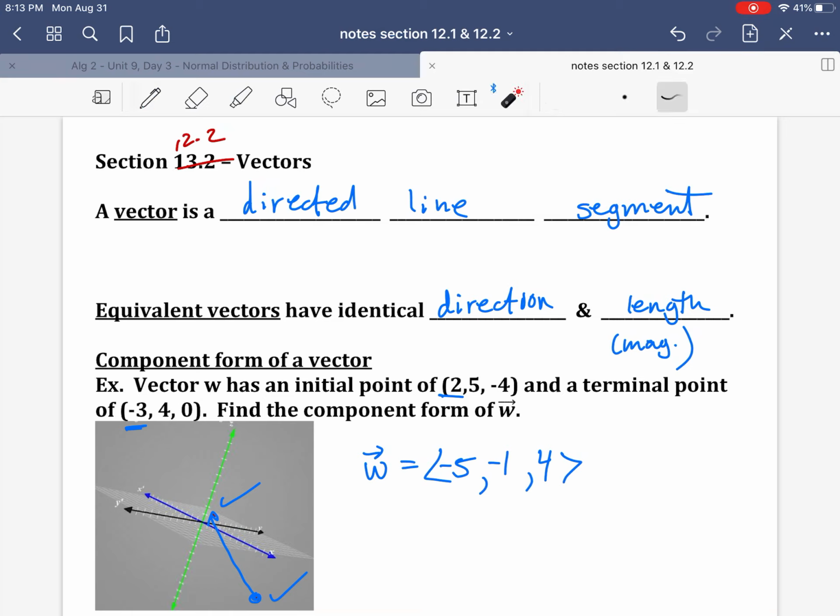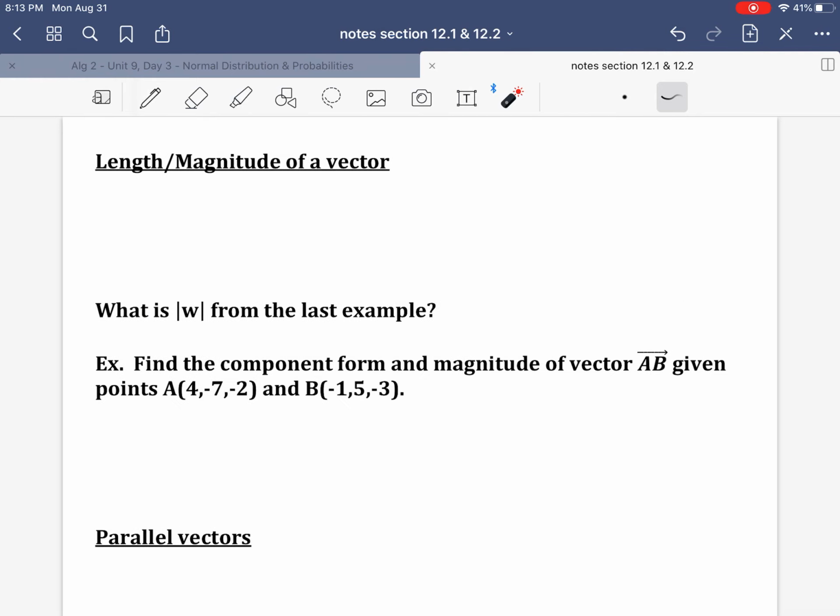So if you want to take this vector right here and replace it somewhere else, for instance, put it starting right here, and then you could go negative 5, negative 1, 4, in that same direction and repeat yourself. Okay, and so that's how you do it.